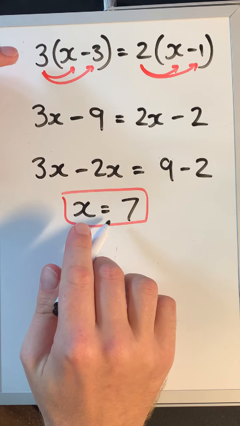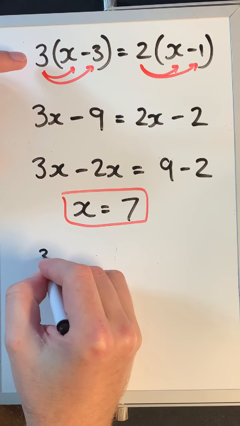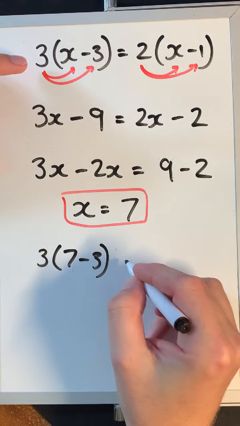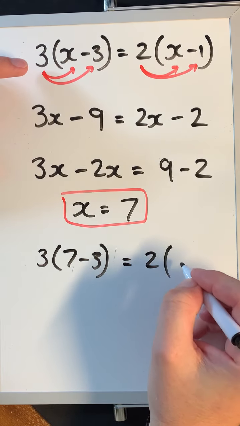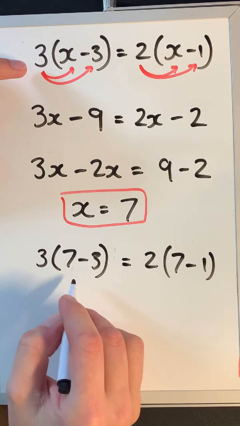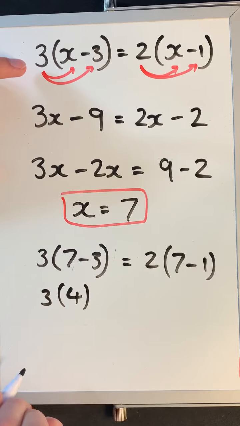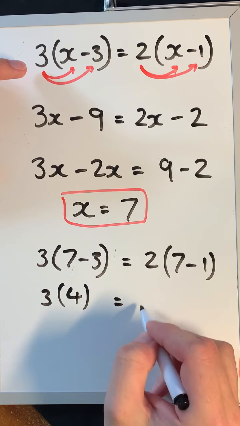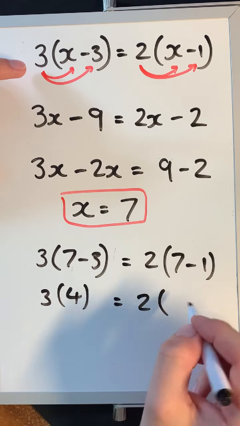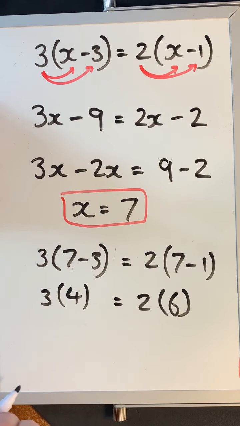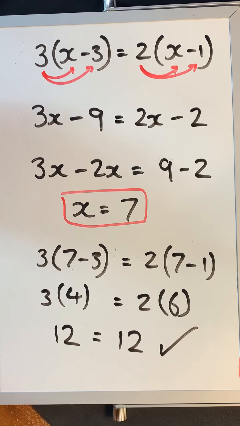So if I substitute into the left hand side here, what have we got? 3 multiplied by 7 minus 3. On the right, we've got 2 multiplied by 7 minus 1. So 7 minus 3 is 4. So 3 times 4. On the right hand side, we've got 2 times 6. Yeah, 7 minus 1 is 6. So what do we end up with then? 12 is equal to 12. Equation has been satisfied.